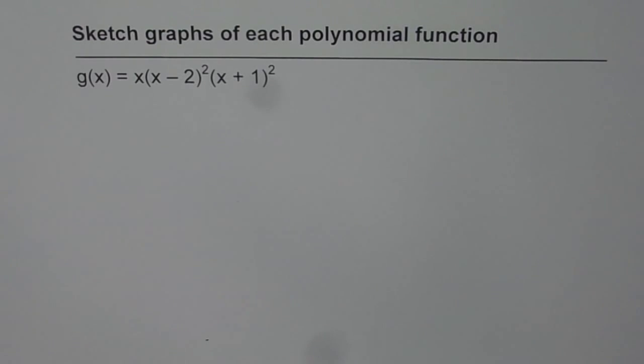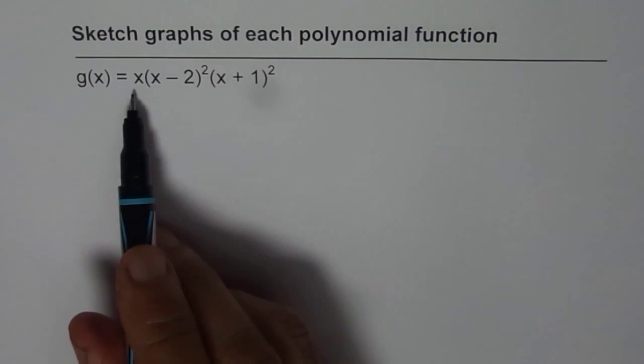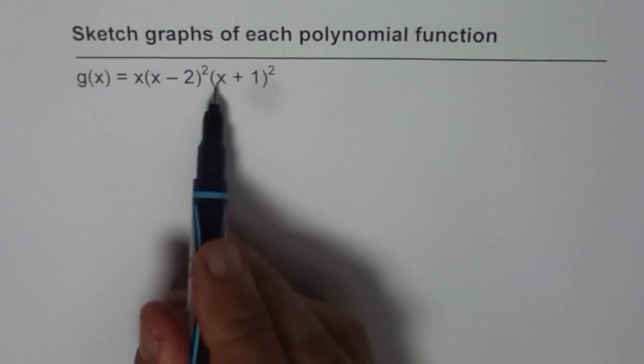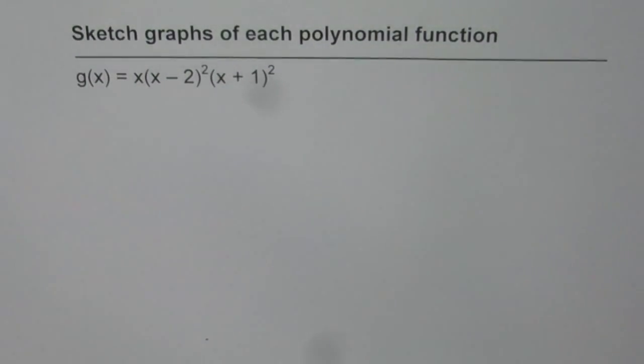I'm Anil Kumar, and in this video I'll make sketching polynomials such an easy thing for you. We have g of x equals x times (x minus 2) whole squared times (x plus 1) whole squared. Let's analyze the polynomial. That means let's find out a couple of things about it.